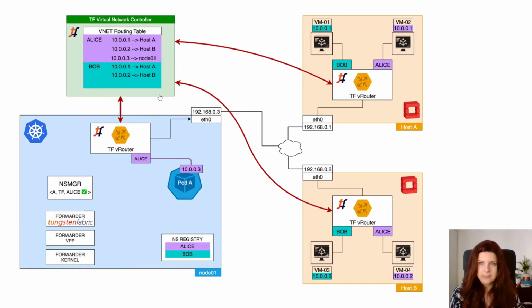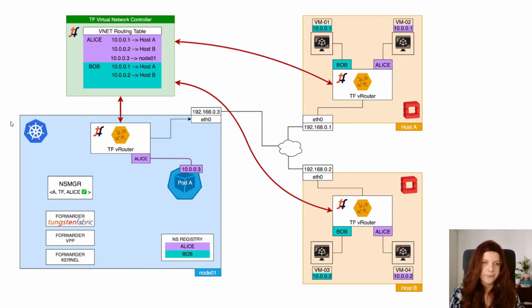So now, the Tungsten Fabric controller ensures that all the vRouters have a consistent view of the network. All the routing table entries are continuously synchronized among all the hosts. So in this way, virtual machines can talk to the pod and vice versa. Our example covers connectivity to OpenStack, but it's not the only cloud computing platform supported.